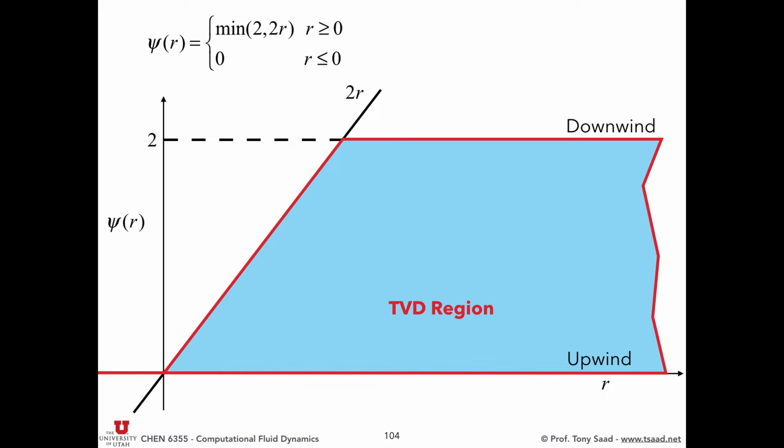But that's not enough. Because if you choose psi randomly in this region, you may not recover second order in regions where the solution is smooth. Okay? So we not only want TVD, we also want to preserve at least second order accuracy in smooth regions. All right. So over here, it's reasonably monotonic, especially for small r. For large r, you may have a sharp gradient, but you're still monotonic. Okay. So how do we do this?